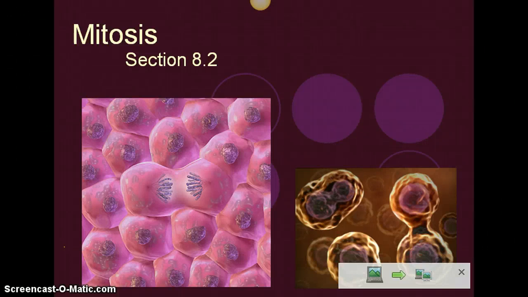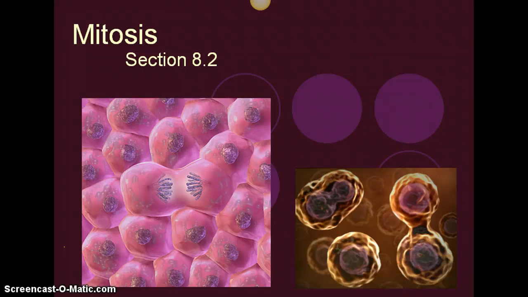Hello class. Today we're going to be looking at chapter 8, section 2, which is mitosis. You can see a couple pictures here of what we're going to be looking at with the cell and how it divides and how it replicates.